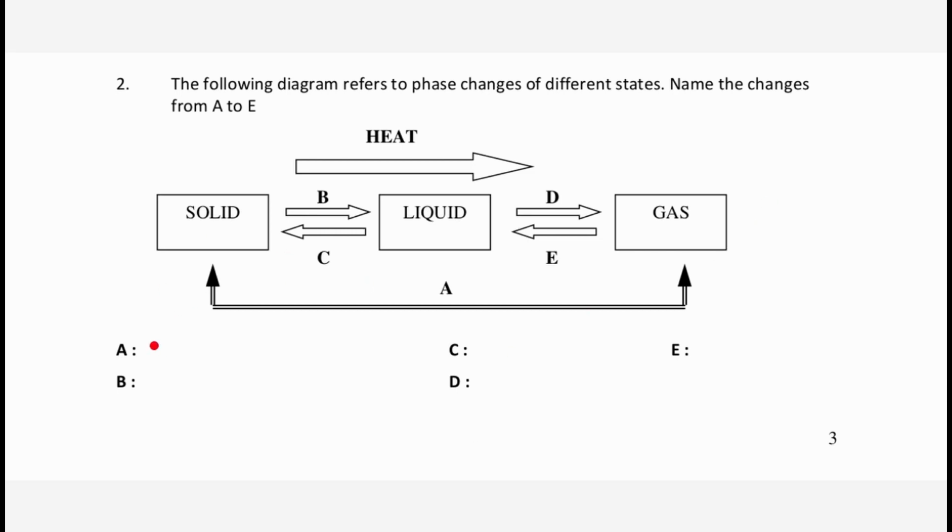So the change of state of A, which is solid to gas or gas to solid, that direct change of state is known as sublimation. And B, solid to liquid, is melting. And then C, which is liquid to solid, is freezing. And D, liquid to gas, is evaporation. And E, gas to liquid, is condensation.